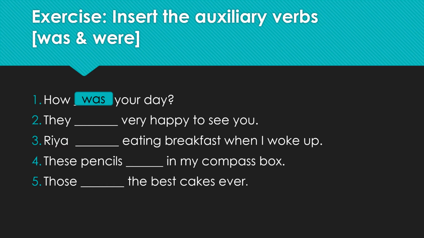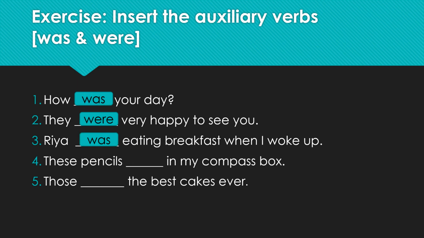Number 2, they dash very happy to see you. Here we are using the pronoun they, which indicates more than one person. Therefore, they were very happy to see you. Number 3, Ria dash eating breakfast when I woke up. Here we are talking about Ria, which is just one girl. Therefore, Ria was eating breakfast when I woke up.